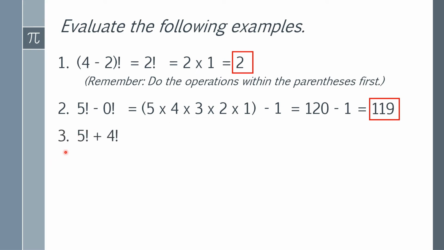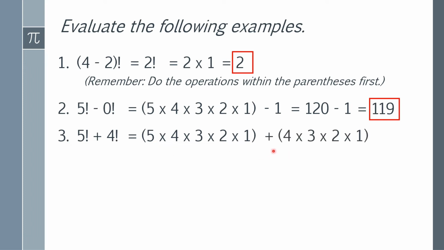Let's have number 3. 5 factorial plus 4 factorial. We have first, 5 factorial is 5 times 4 times 3 times 2 times 1 plus 4 factorial. So we have plus 4 times 3 times 2 times 1. Now for this one, 5 times 4 times 3 times 2 times 1, it will give us 120 plus 4 times 3 times 2 times 1, that is 24. So we will now simplify 120 plus 24. The answer is 144. And that is our final answer.